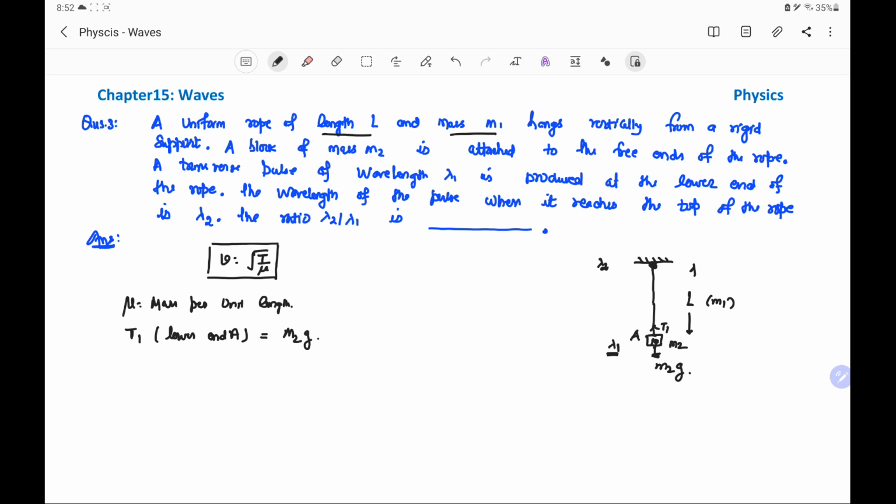Similarly, at the upper end, there are two weights. One is the weight of the string and another is the tension because of this mass m2. So total is T1 plus m1g. m1g is the weight of the string. So T2 will be equal to, this is the tension at the upper end, which is say B. It will be equal to T1 plus m1g, and it is equal to m2g plus m1g.